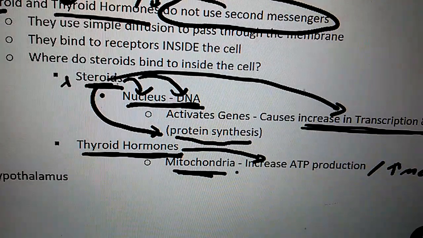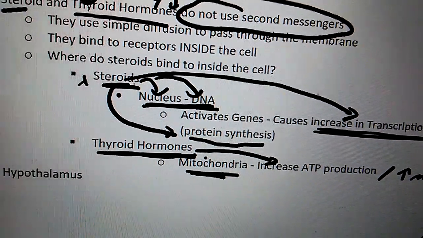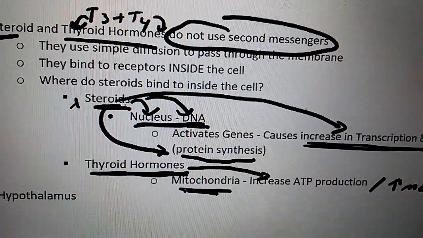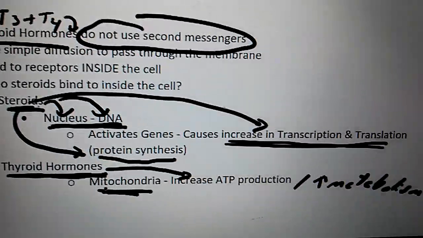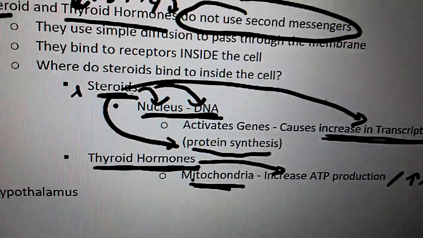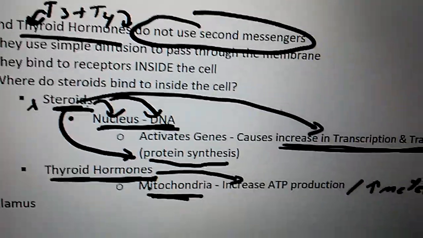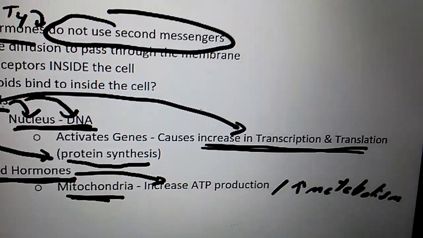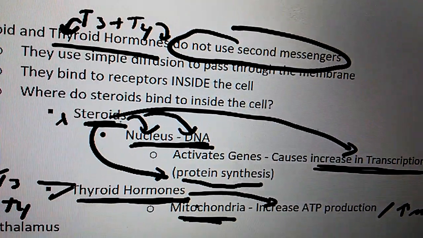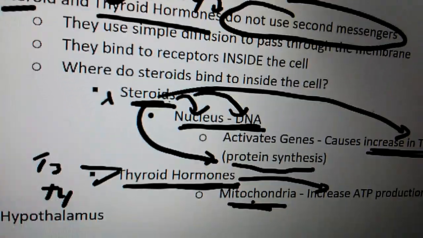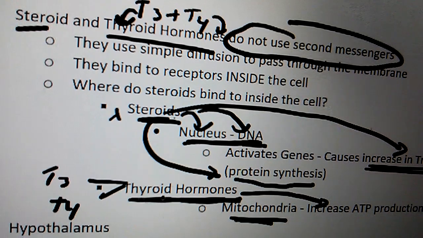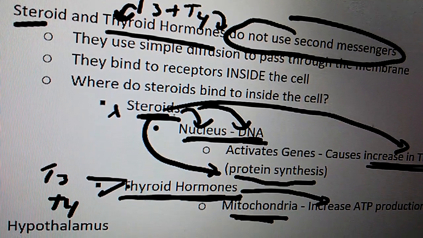So do thyroid hormones stimulate the mitochondria? Yes. Are there receptors for thyroid hormone on the mitochondria? Yes. Are there receptors for T3 and T4 on the mitochondria? Yes. Because remember, thyroid hormones are T3 and T4. What receptors are found in the mitochondria? Those for T3 and T4. Are T3 and T4 thyroid hormones? Yes.